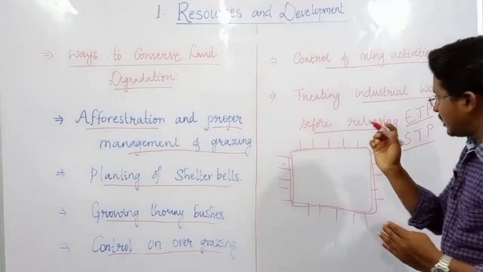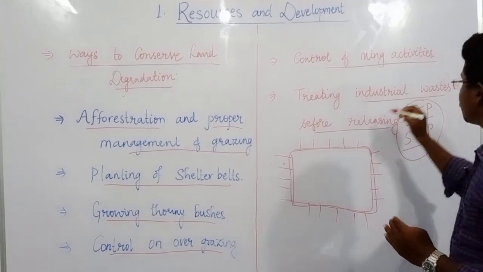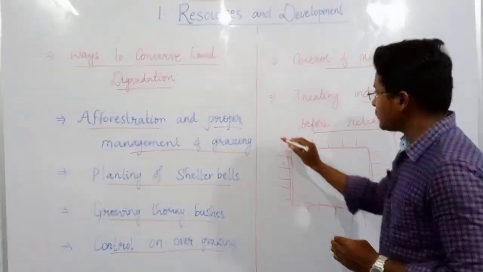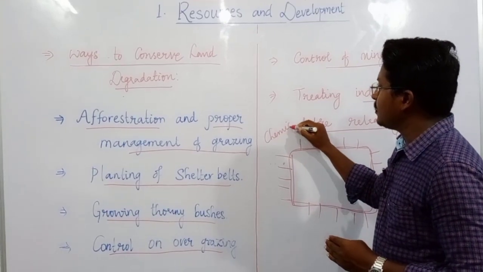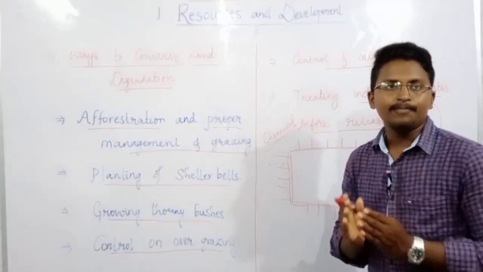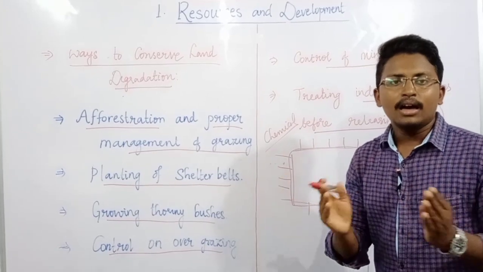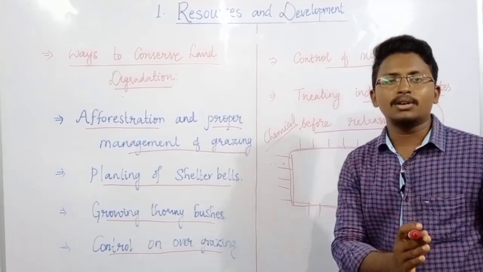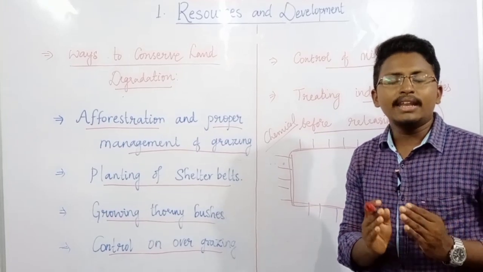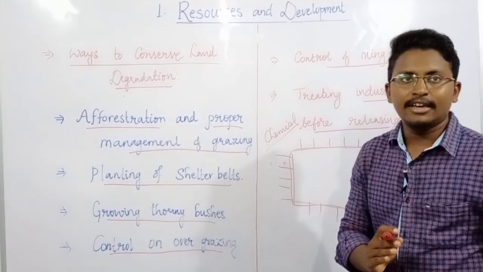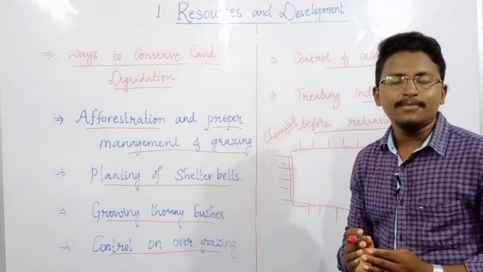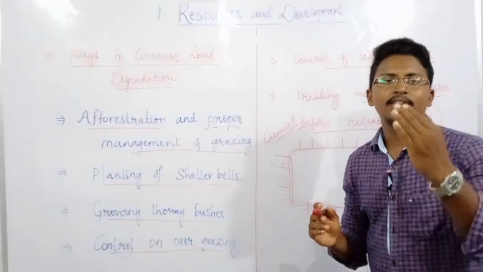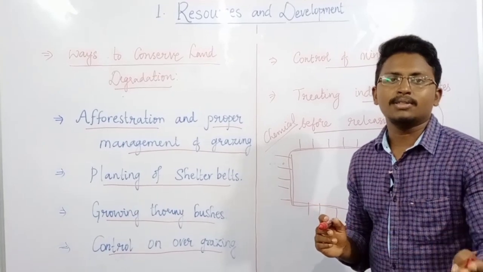Why? Because if industries use effluent treatment plants, then if they are releasing any chemicals or any waste, these plants will separate the harmful gases and harmful chemicals, and they will release normal water which does not cause any harm to the land. Therefore, every industry in the country needs to use these treatment plants before they release their waste into the water bodies or into the land.